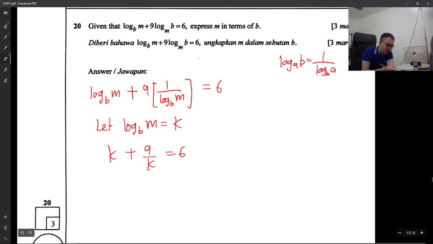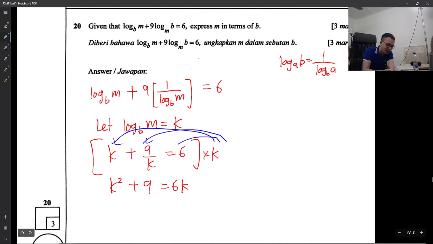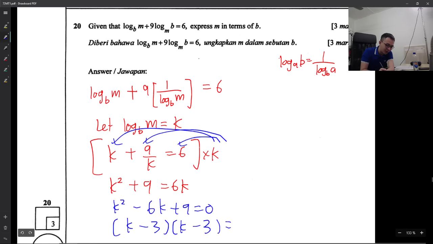So I solve the quadratic equation first. k squared plus 9 equals 6k. I multiply k for the whole equation, that means I multiply k for the first, second, and third terms. So you know this is quadratic: k squared minus 6k plus 9 equals 0. Then this is k minus 3 squared, so k minus 3 equals 0. Then your k equals 3. What is k? k is log base b of m, right? So your m equals b power of 3.